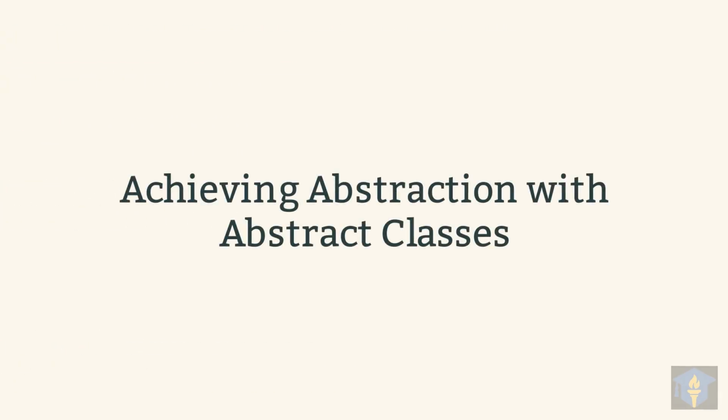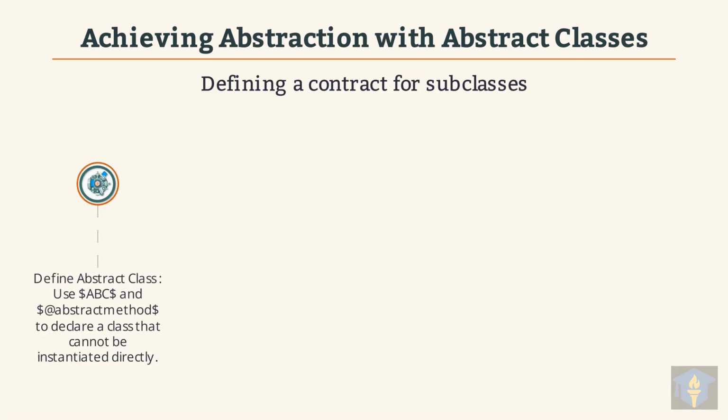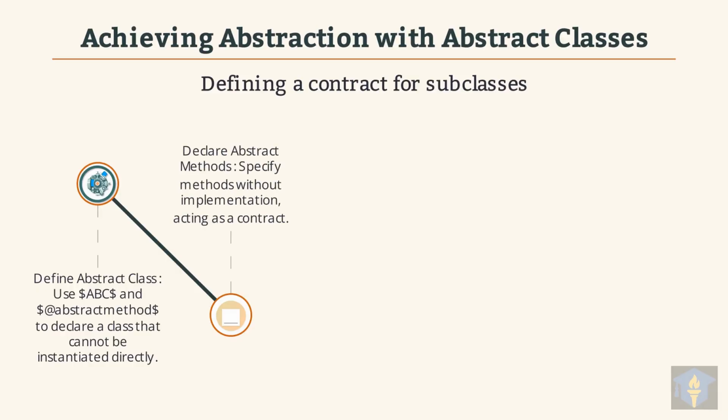Let's explore how to achieve abstraction using abstract classes, a powerful concept for defining common structures. Abstract classes essentially define a contract, outlining what subclasses must implement without providing full details. To define an abstract class, you use the ABC module and the abstract method decorator, making it impossible to directly instantiate. You declare abstract methods within these classes, specifying what methods exist but without providing any implementation.